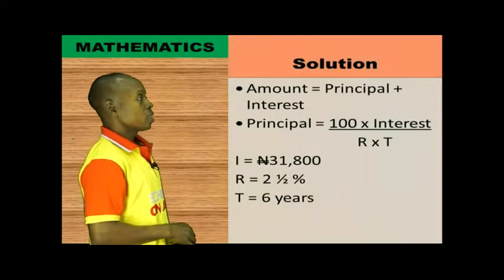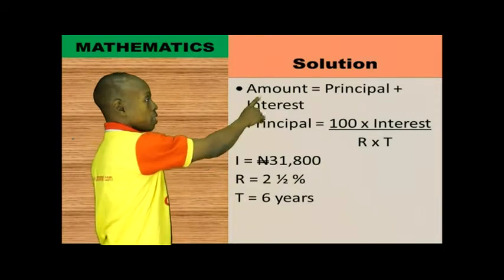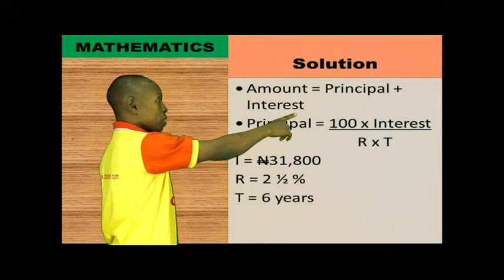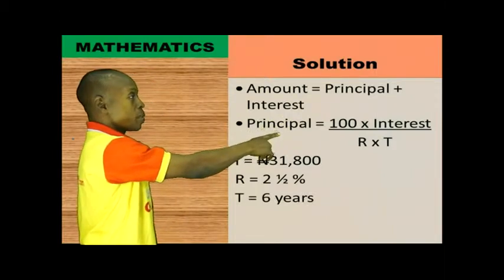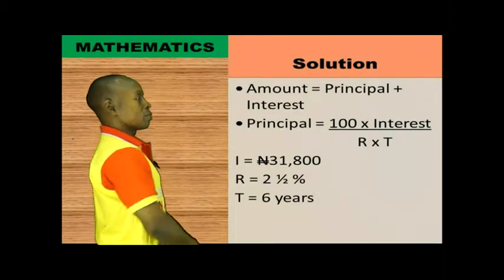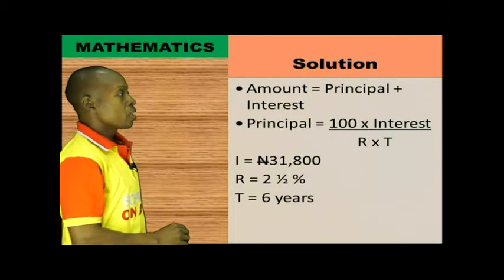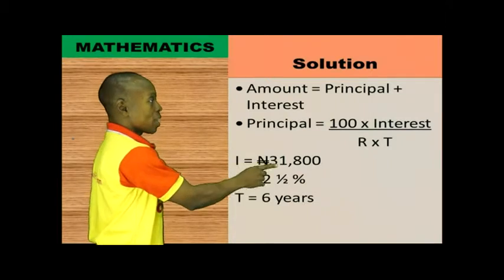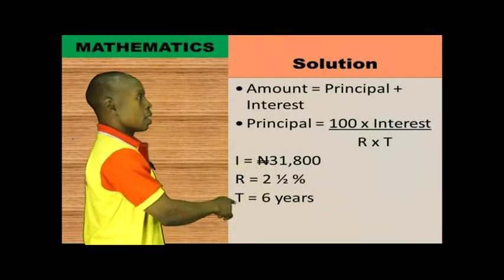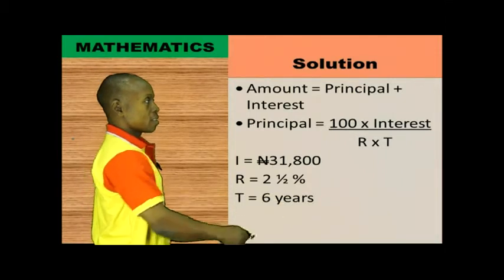So let's see how we can go about this. Now, this is the formula: amount is equal to principal plus interest. Take note of that. And the principal is equal to 100 times interest all over rate times time. That's the formula for principal. Now, here we have the interest to be 31,800, the rate is 2.5%, and the time is 6 years.